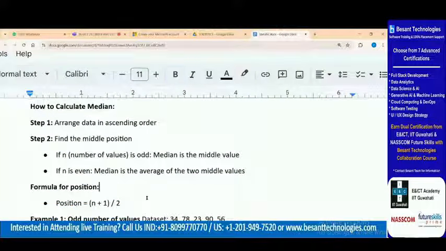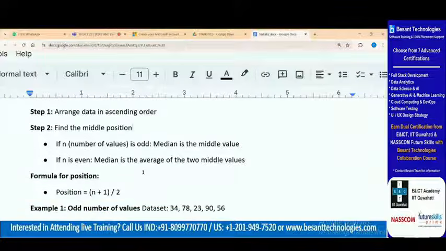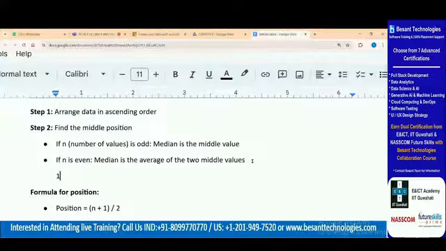As I told already, you have to arrange your data set in ascending or descending order. Then you separate it into two halves, and after separating into two halves, you calculate the middle position. Consider here I had the values 1, 2, and so on. Here you have an odd number of values, so it is easy to get the middle value.